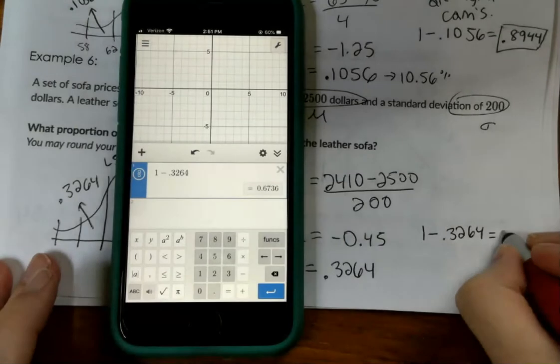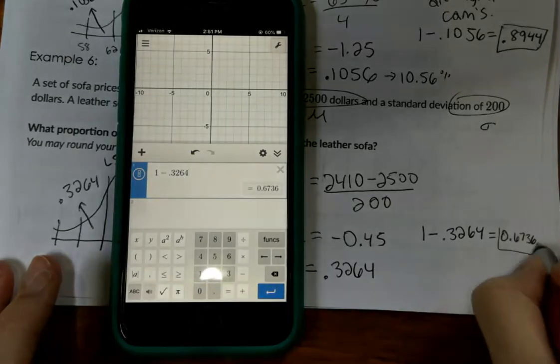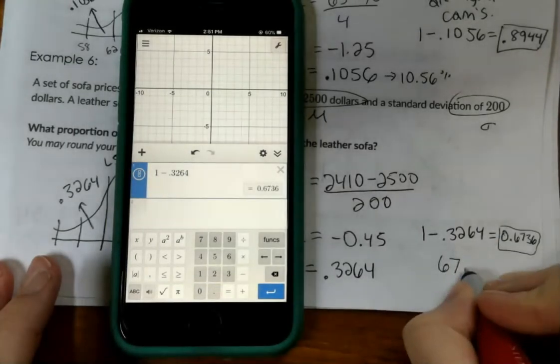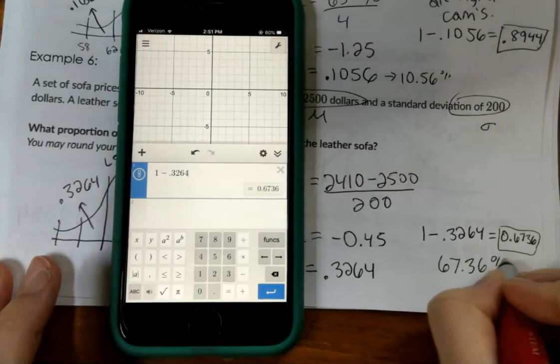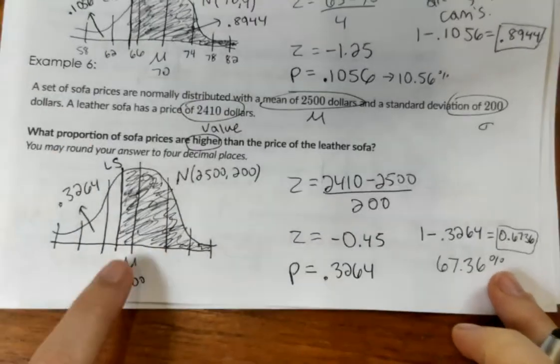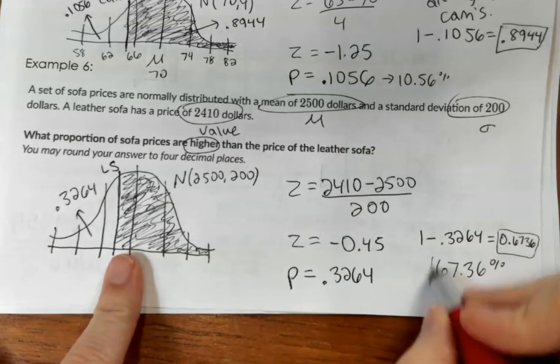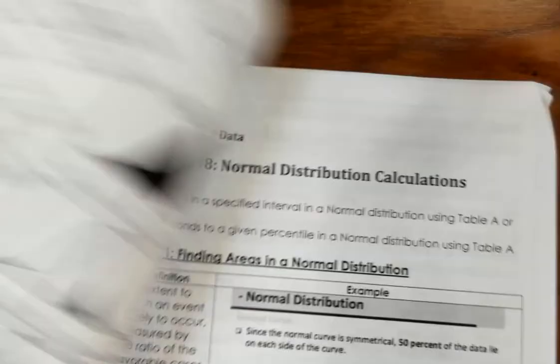Alright, and you should get 0.6736 or 67.36%. 67.36% of sofa prices are higher than that leather sofa. Alright, now we'll go over part 3 next time we're in class.